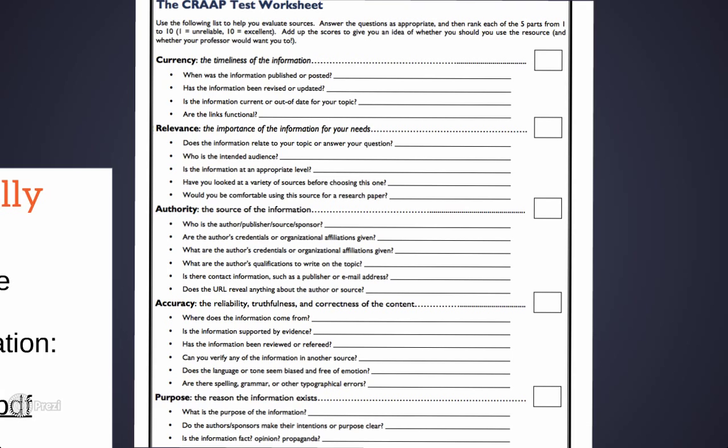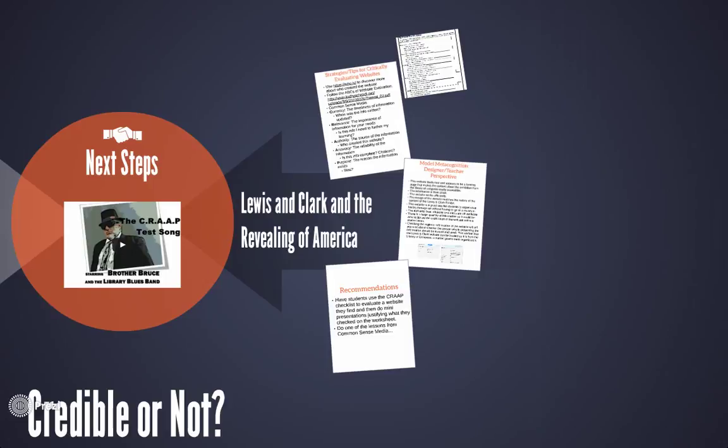The first A stands for the authority of the website. Ask yourself questions like who the authors are, what are their credentials, etc. The second A stands for accuracy, which is really the reliability of the information. Is the information complete? Do they have verifiable citations, etc.? And then finally, the P stands for purpose, or the reason the information exists. Is there any bias? When analyzing websites, it's really important to critically think about why they're putting the website out there.